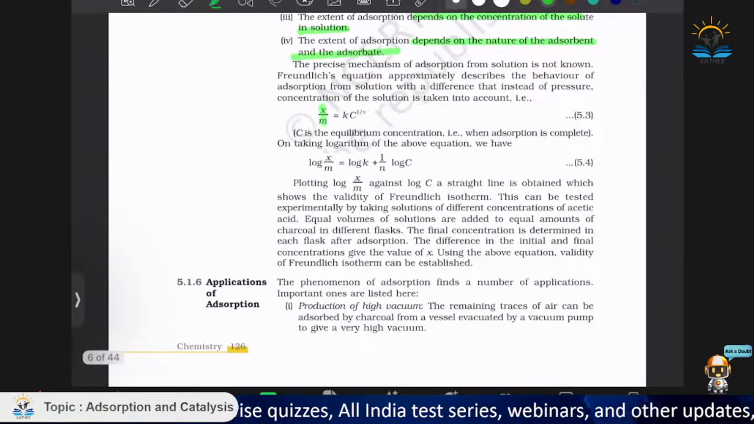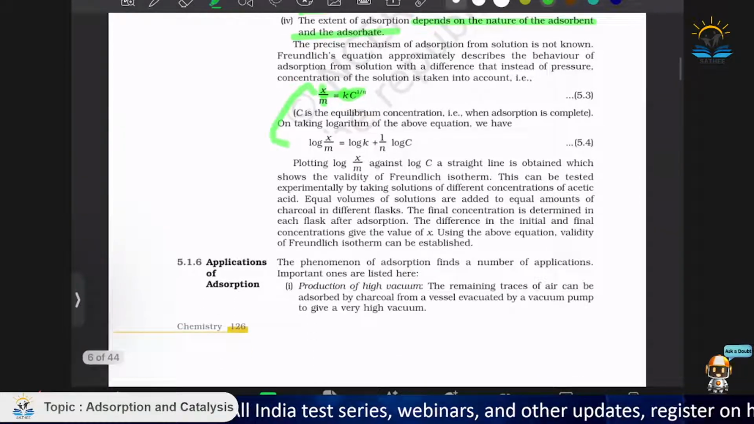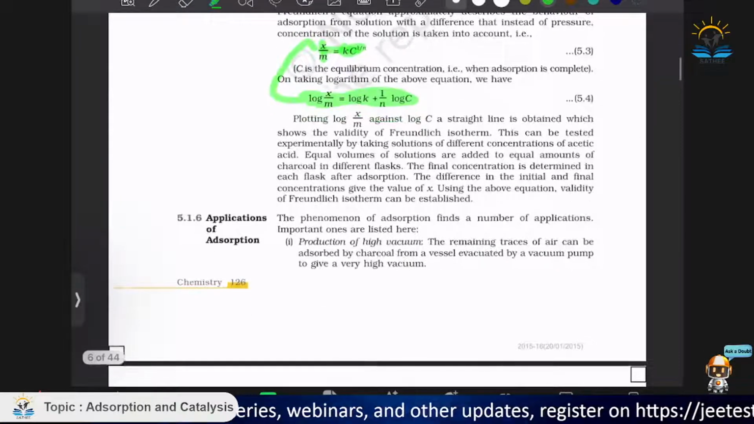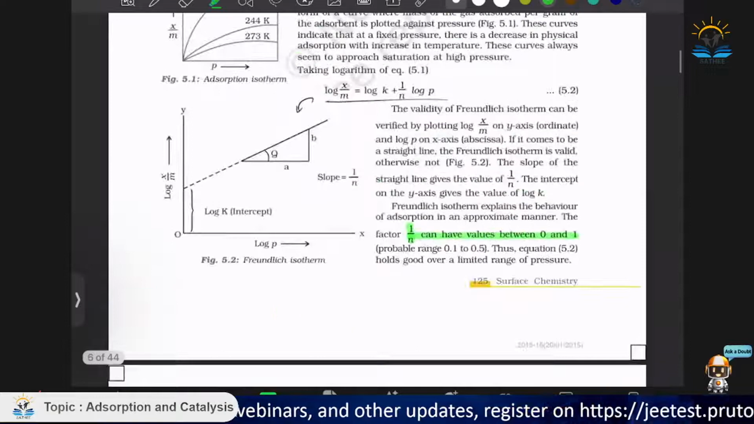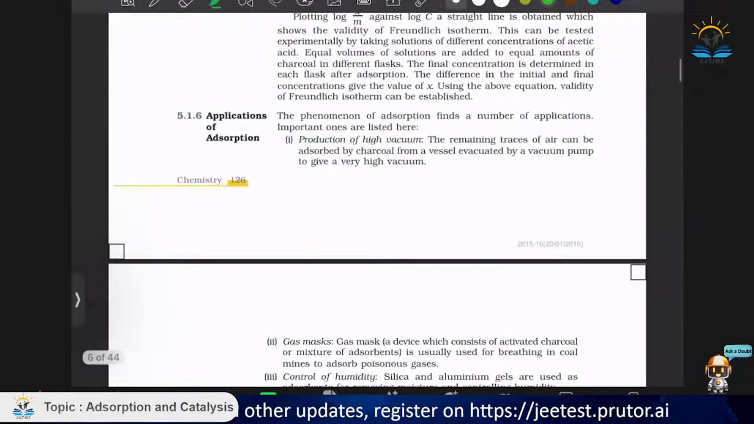Just here, instead of pressure, you take the concentration in the Freundlich isotherm curve and you get almost the same log curves, and it is similar to the pressure curve. Here only pressure is there. There you have used concentration.